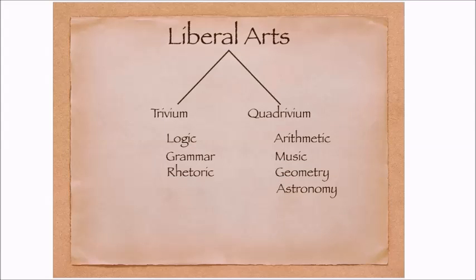Let's examine the arts of the Trivium. Logic has to do with the way that we think. By studying logic, we learn how to think correctly. Grammar has to do with inventing symbols and putting these symbols together in order to express the thoughts correctly. And rhetoric has to do with the way that we express our thoughts.